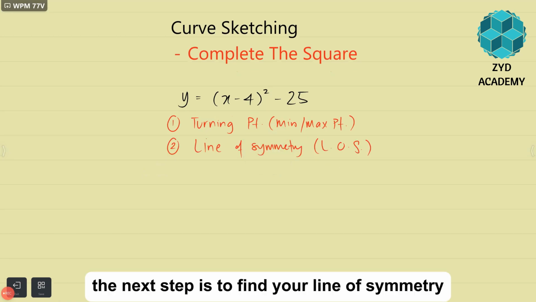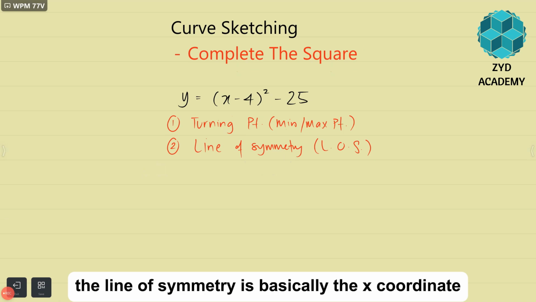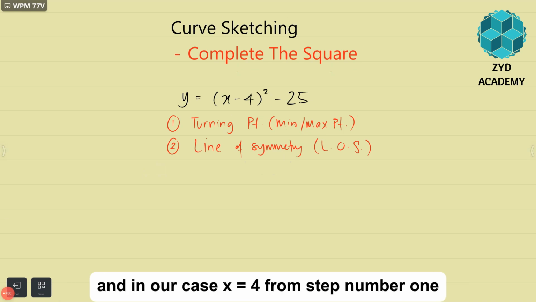The next step is to find your line of symmetry. What do we recall in the previous examples? The line of symmetry is basically the x coordinate, or rather the x equation, of your turning point. And in our case, x equals 4 from step number 1. Okay?